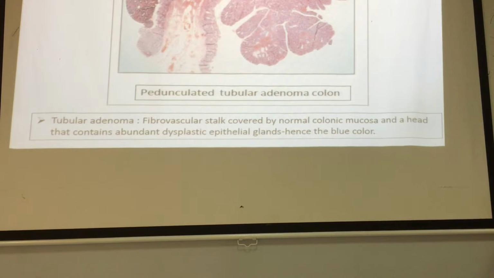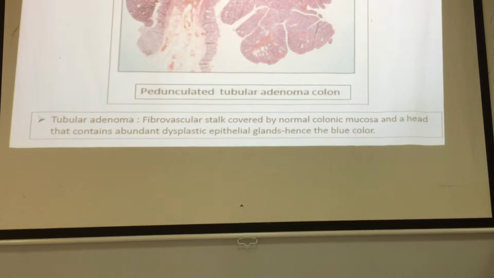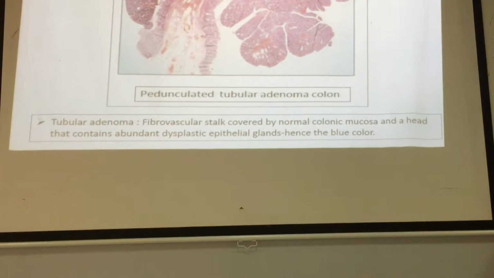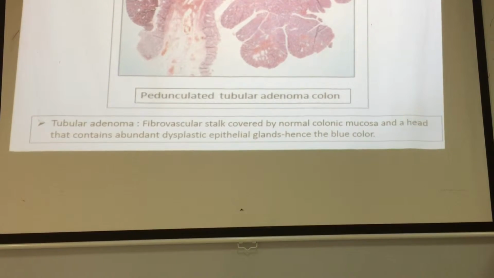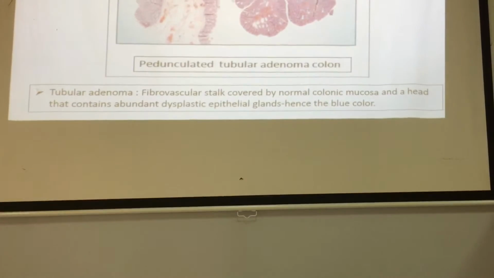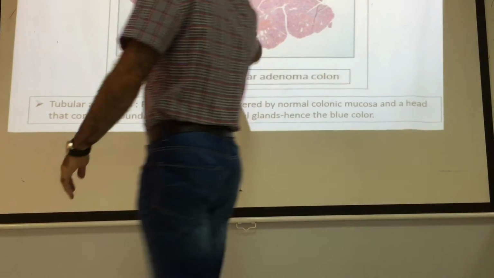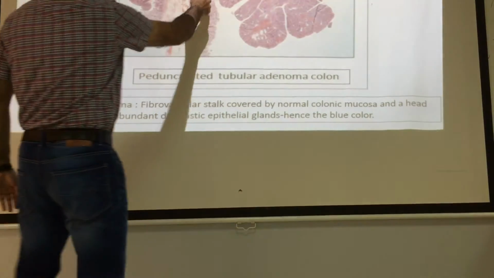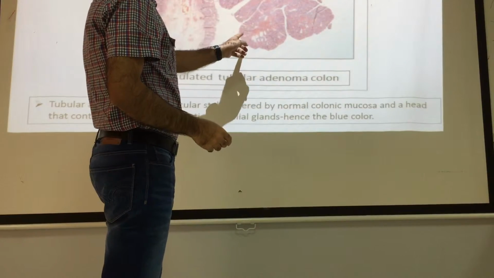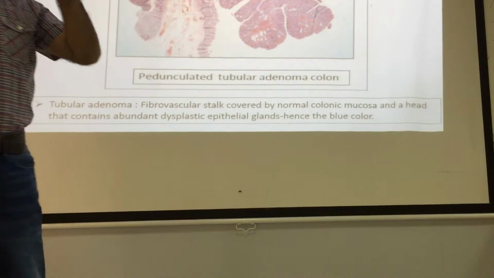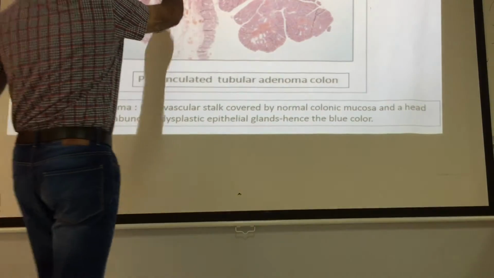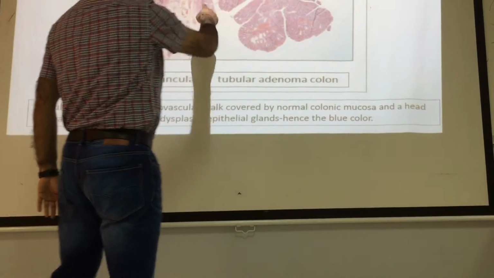So this is one of the tubular adenomas. This is a fibrovascular stalk. Fibrovascular means it has fibrous tissue as well as vascular tissue, and it is covered by normal colonic mucosa. So this mucosa is normal here. You can see the color difference. Here it is lighter in color, here it is darker, darker because of the dysplastic features. This is much darker compared to the stalk.